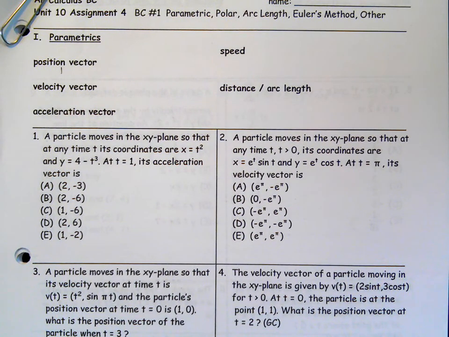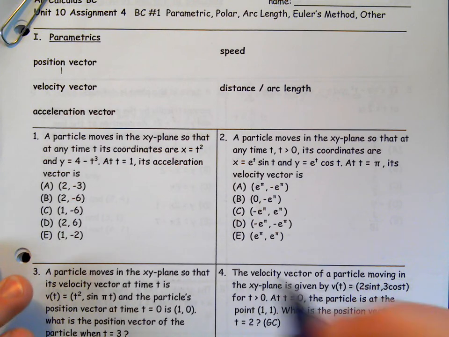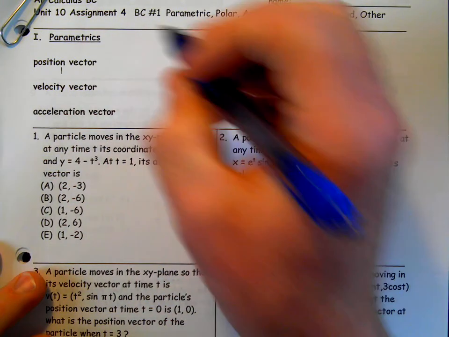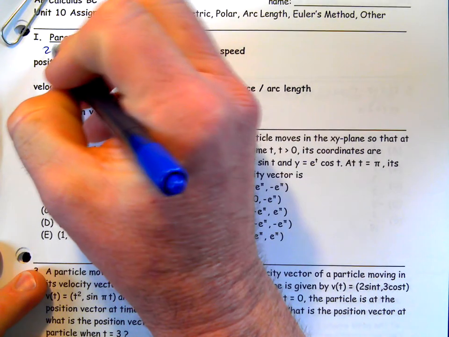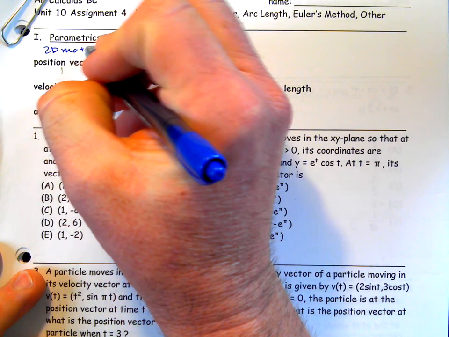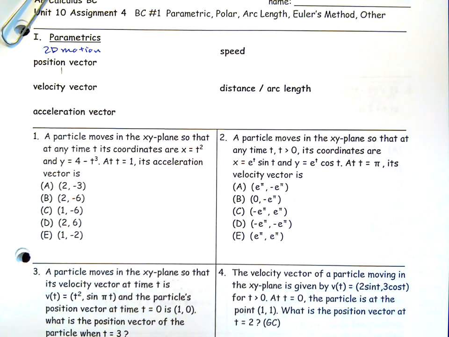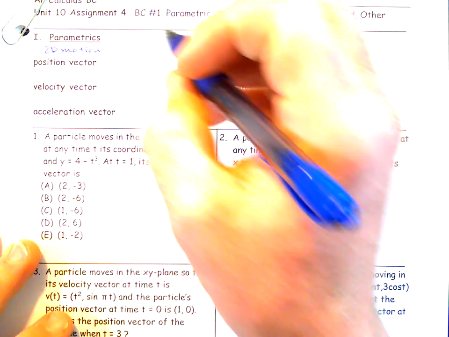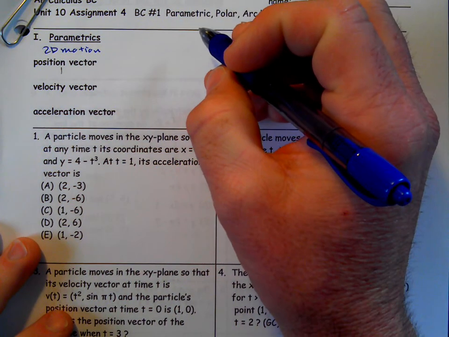I'm gonna have you guys try some problems. We'll try some together, and then you'll finish whatever we don't finish on your own. So, first of all, parametrics is two-dimensional motion, right? 2D motion. So we're taking it up a dimension from last year's rectilinear motion for Calc AB.